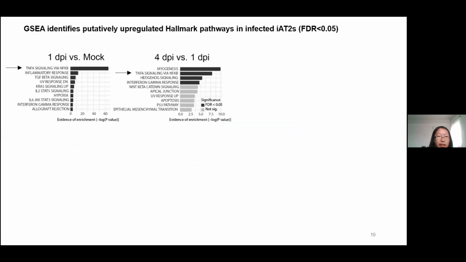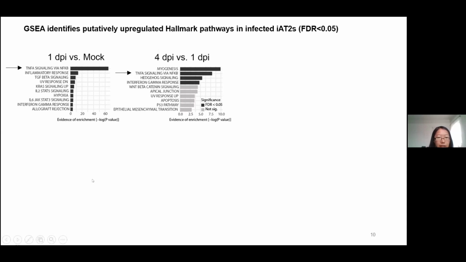So we were interested in what kind of pathways are upregulated. So here's a gene set enrichment analysis of the 1-day post-injury infection versus MOC, as well as the 4 versus 1-day post-infection. And what you see here is that in both comparisons, the NF-kappa B signaling pathway is highly enriched, and that by the 4 days, there's also enrichment of the interferon gamma response pathway.